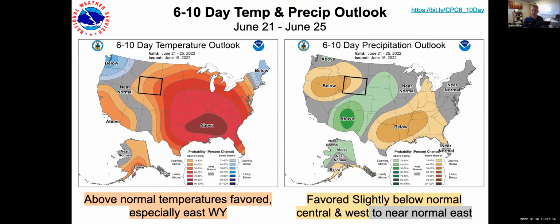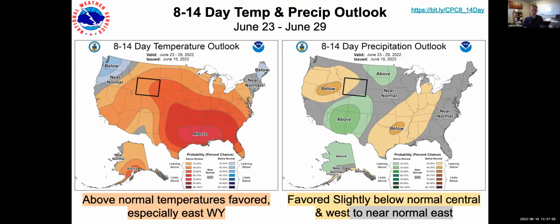So if you want to go to the next slide, we're going to shift our overall time frame from 6 to 10, now a little bit beyond that, 8 to 14. So we're going from June 23rd through June 29th, almost trying to close out the end of the month. And kind of the same story again across the state, generally favored to be above normal across the entire state, with a little bit higher amounts further to the east. And essentially kind of the same story as well for the precipitation outlook.